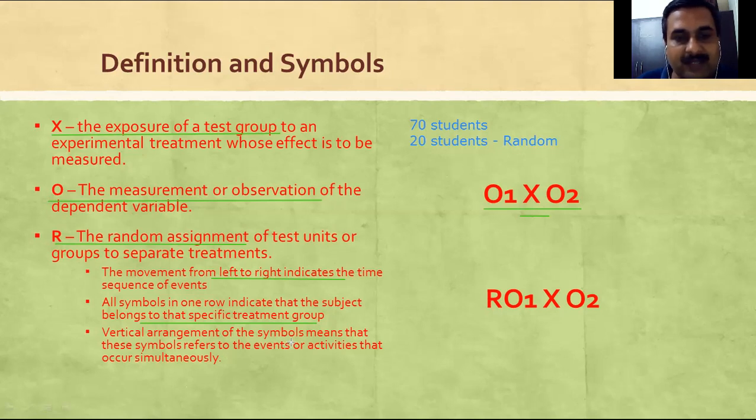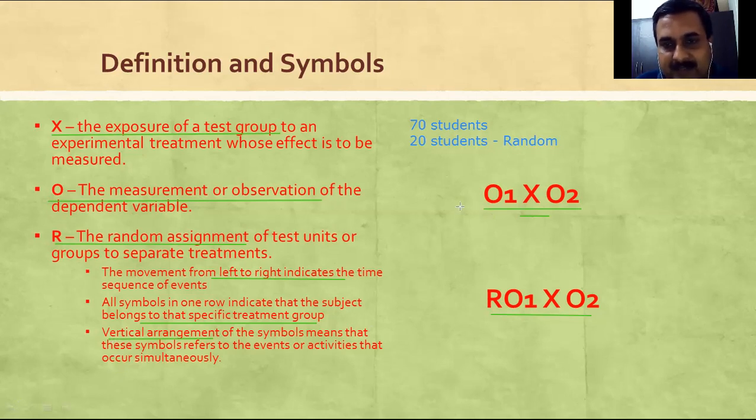Third one is the vertical arrangement of the symbols. Means this line, take care of this. Vertical arrangement of the symbols means that these symbols refer to events or activities that occur simultaneously. So if we talk about two events, and they are happening simultaneously, that means observation 1 here and observation 1 here are taking place at the same time. O2 here and this O2 here are taking place at the same time. So this is the important indication of vertical arrangement.